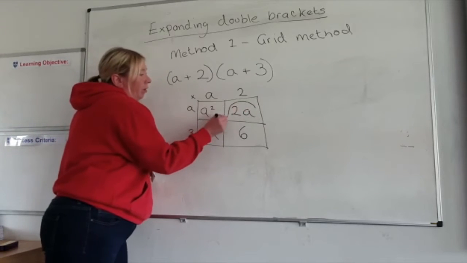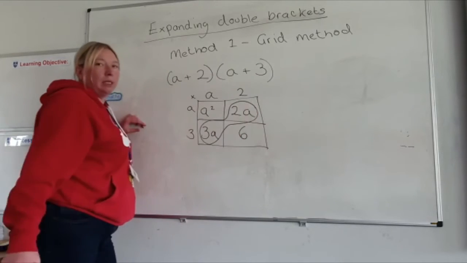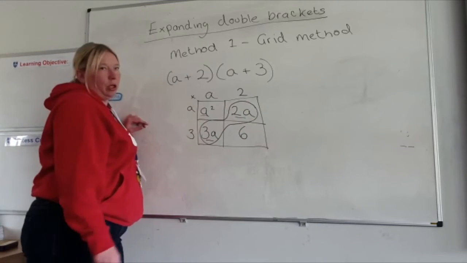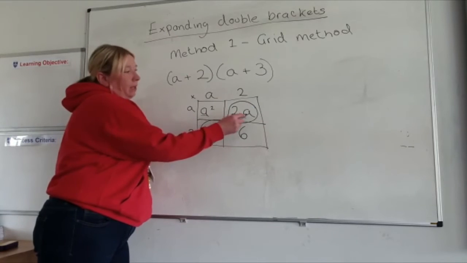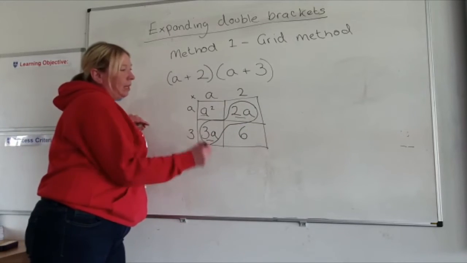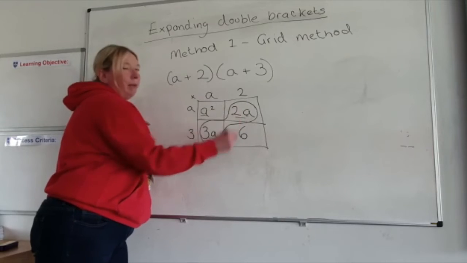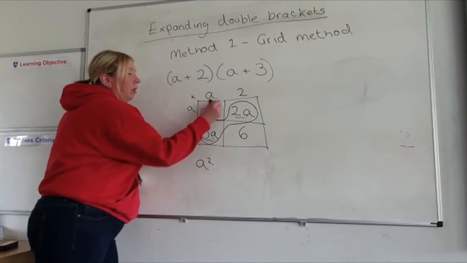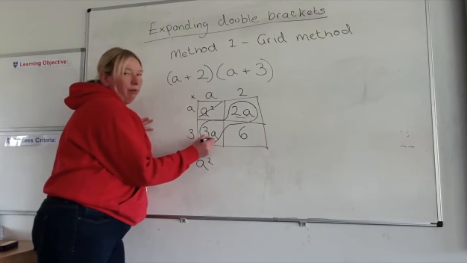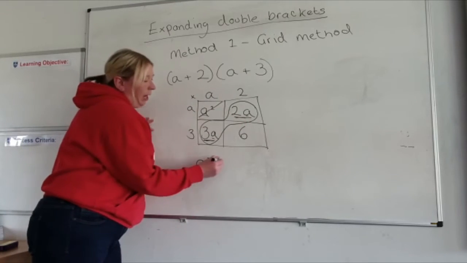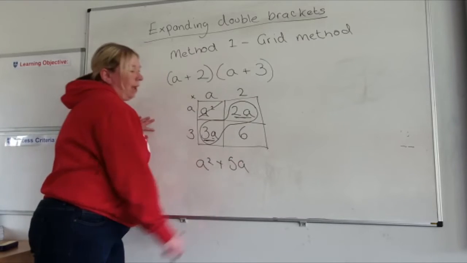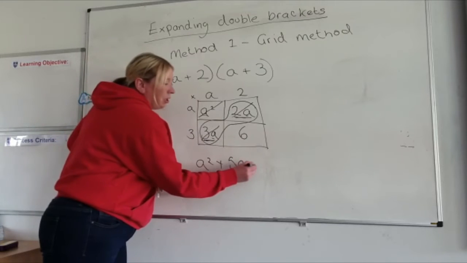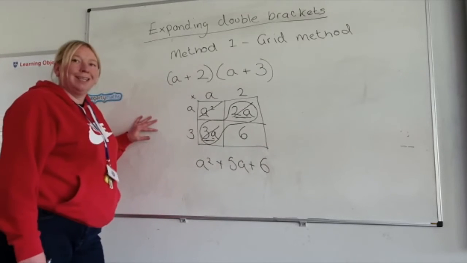As you should be able to see, these are like terms. This is not a like term because it is a squared. This is a like term and this is a like term because they have a single a in both. So, how many a squareds do we have? Well, we just have 1. Cross it off. How many a's do we have? Well, we have 3 here, we have 2 here, so we have plus 5a. Cross it off, and the number left on its own is a plus 6.